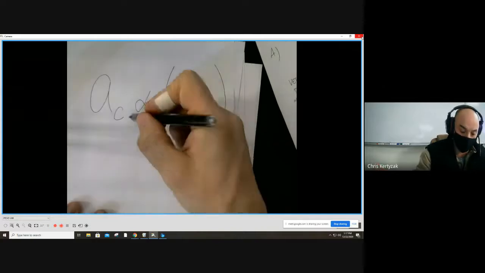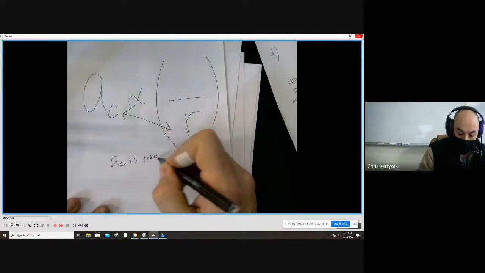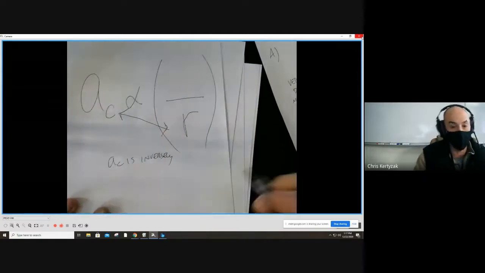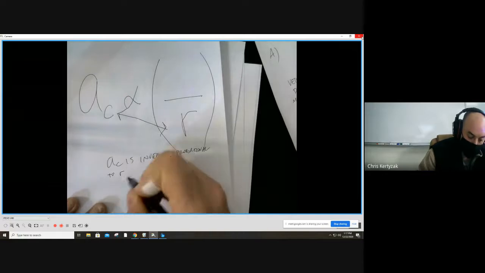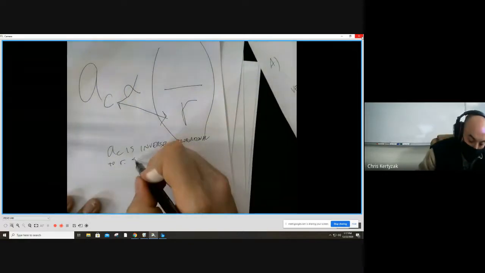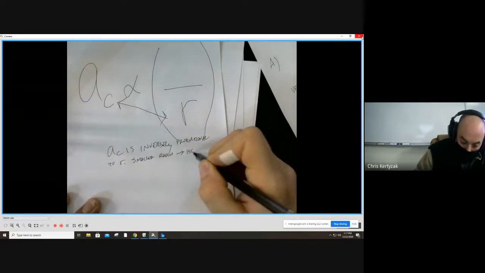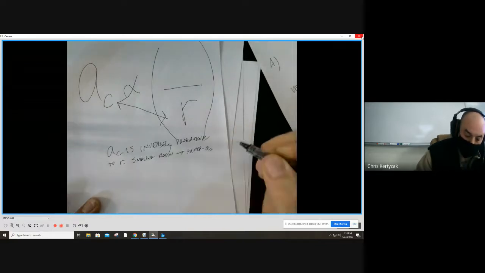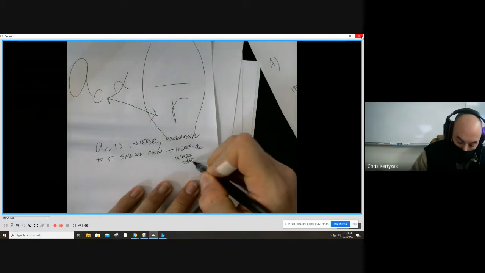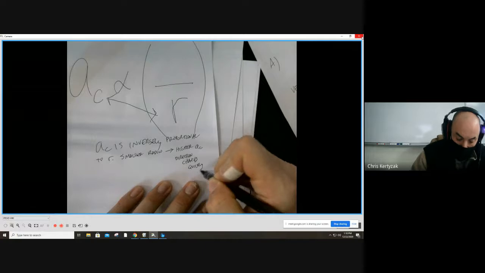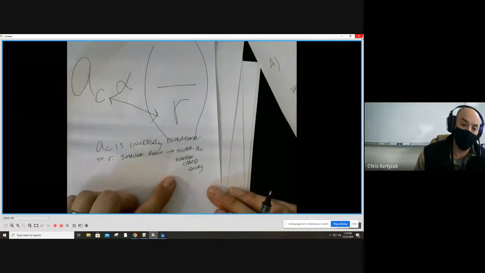Because they're inversely proportional. You're starting to speak my language, actually. I like that. AC, being the centripetal acceleration, how quickly the direction changes, is inversely proportional to R. What does that mean? A smaller radius is higher centripetal acceleration, meaning direction changes more quickly. Or vice versa, you could make the opposite statement: a larger radius has a lower centripetal acceleration. Direction changes more slowly.